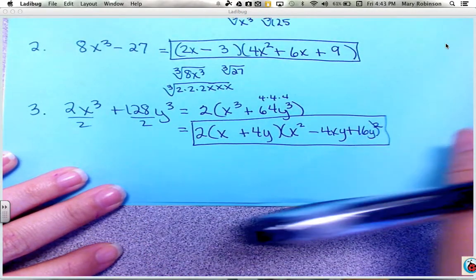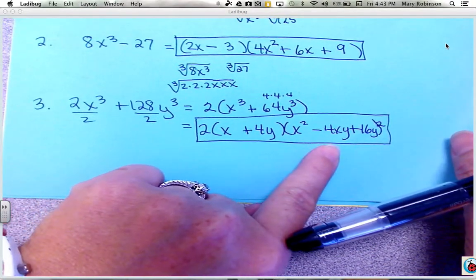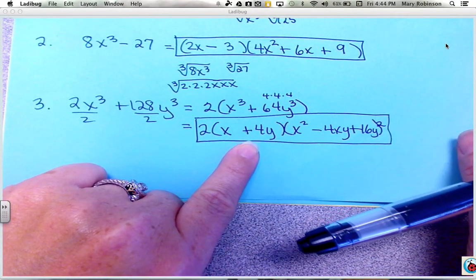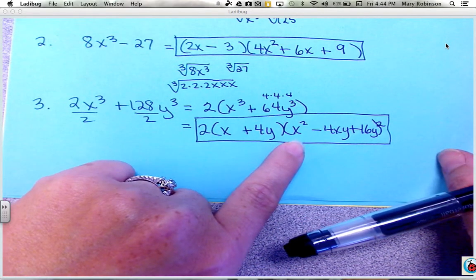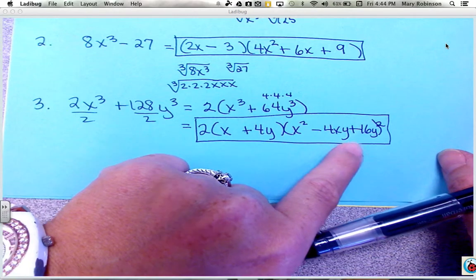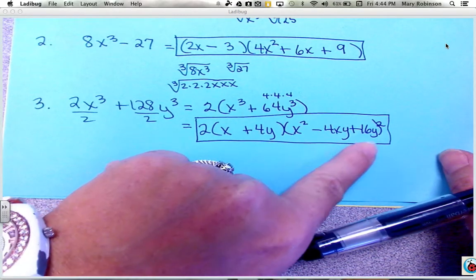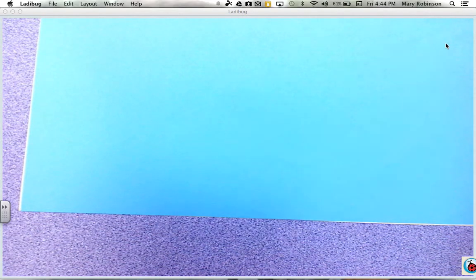Notice, just like all the other factors, when we get through, any factors in parentheses should be prime, as in x plus 4y should not have any common factors other than 1. x squared minus 4xy plus 16y squared should have no other factors other than 1 in common. Okay?